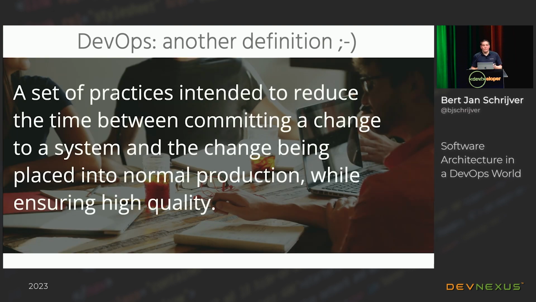So the final one is that DevOps is about a set of practices intended to reduce the time between committing something and the change being placed into production. So it's about having the shortest time possible between having a commit and having stuff in production.